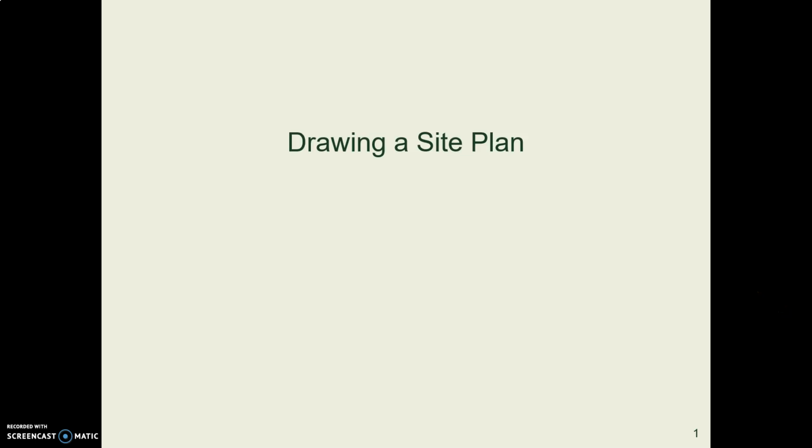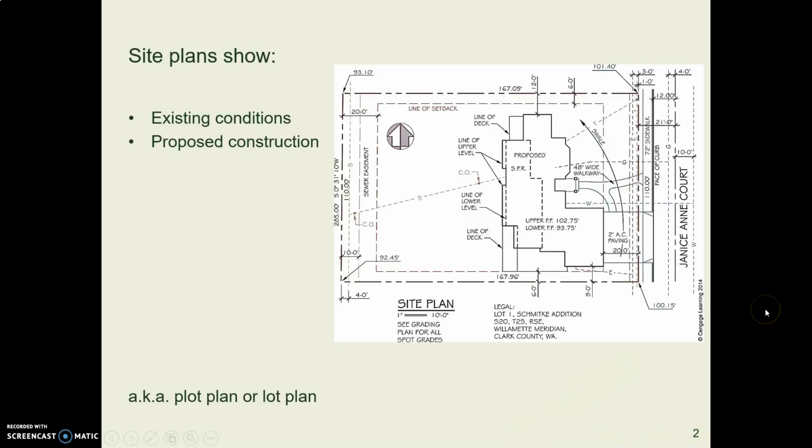When you submit a set of plans to the building department to get a permit, one of the things you have to include in that set of plans is a site plan. And that is a drawing of the piece of land on which you're going to build your house. There are several things that you have to put on your site plan, and I'm going to show you a list at the end of this lecture. Basic idea is you need to show existing conditions, so what's there now, and proposed construction, what you're proposing to build.